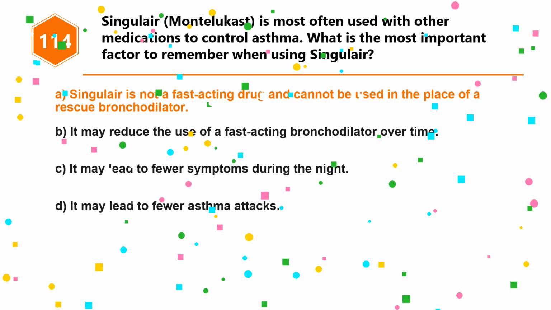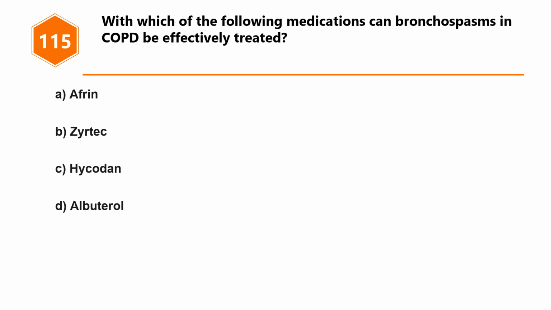The correct answer is option A. Singulair is not a fast-acting drug and cannot be used in the place of a rescue bronchodilator. Question 115. With which of the following medications can bronchospasms and COPD be effectively treated? Option A. Afrin. Option B. Zyrtec. Option C. Vicodin. Option D. Albuterol.